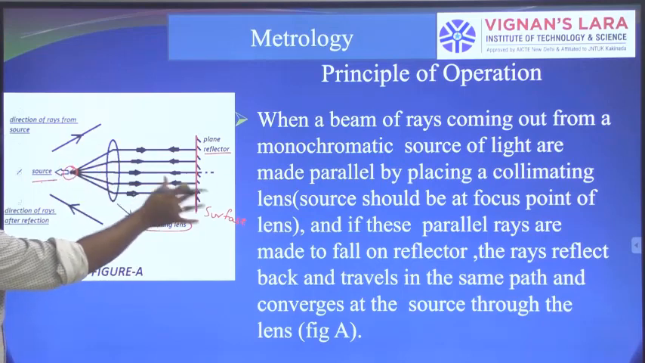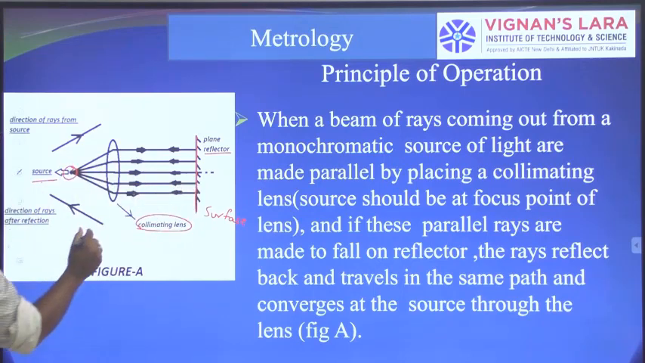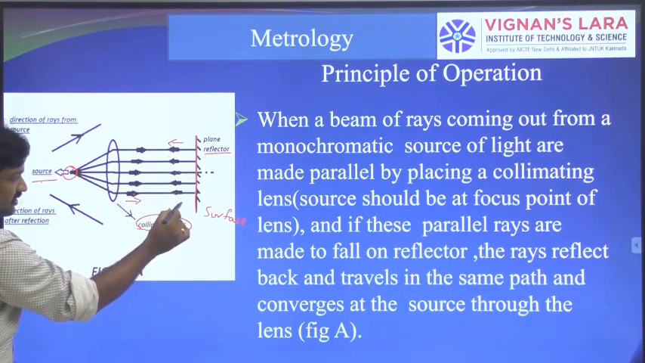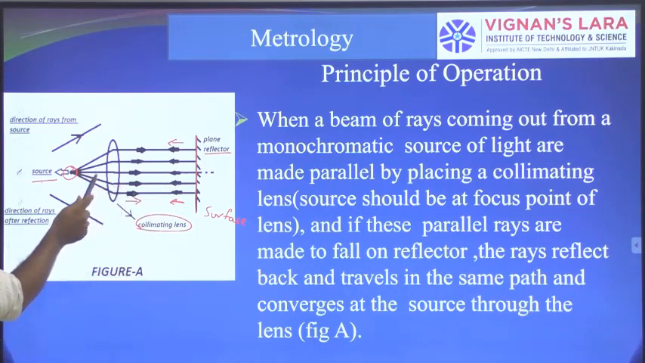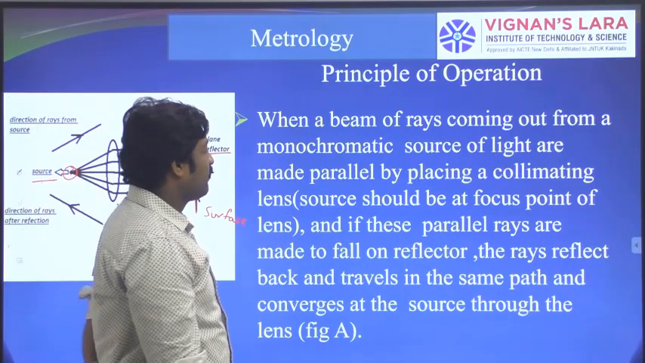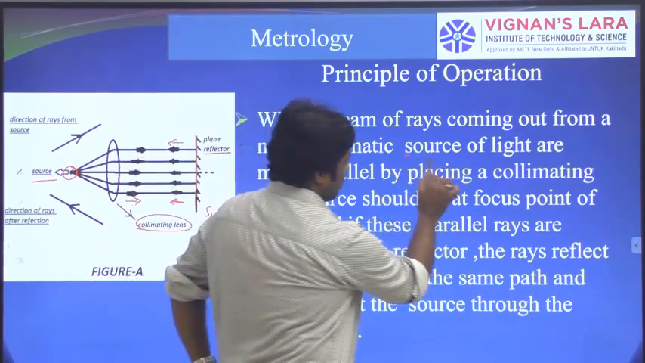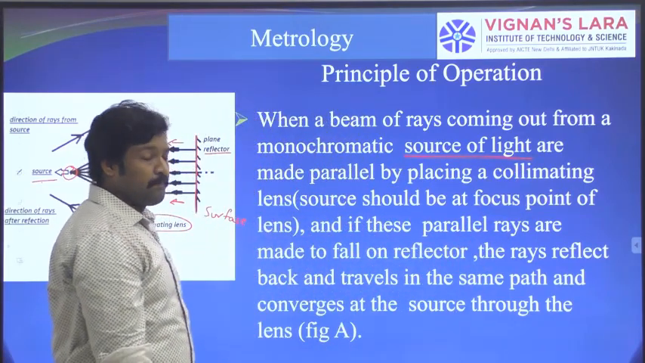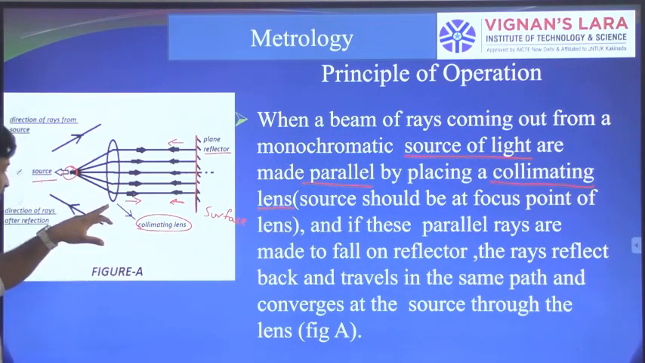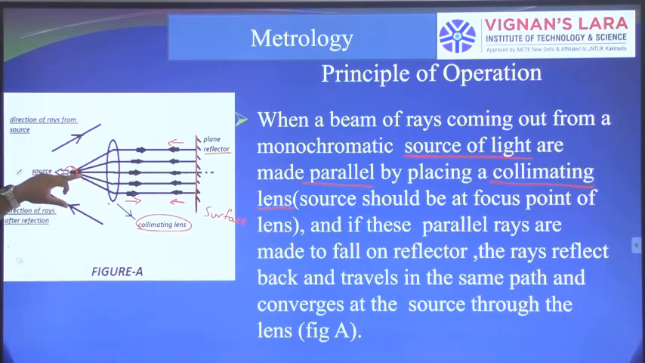So the rays are projecting on the surface and it is reflecting back, and projecting on the same collimating lens and converging at a single point. When a beam of rays coming out of a monochromatic source of light is made parallel by means of a collimating lens, we are converting the inclined rays into parallel beams.